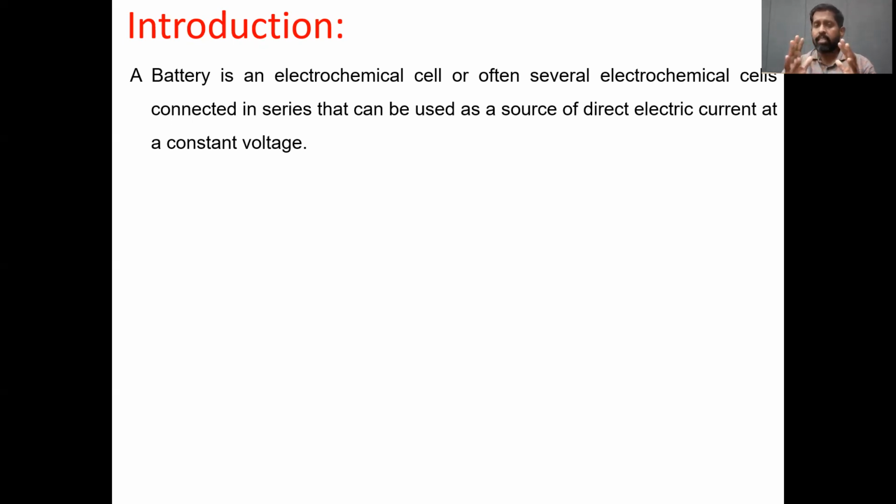So the battery is a simple electrochemical device in which electrochemical cells are connected in series, so that it can be used as a source of direct electric current at a constant voltage. If you want more power, we need to connect different batteries, because when we study the working of a battery, we'll have a complete picture of why the batteries are connected in series. Huge batteries are connected in series to draw more power.